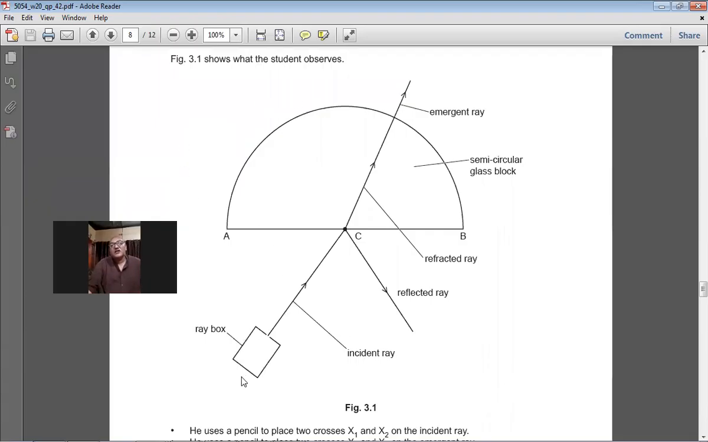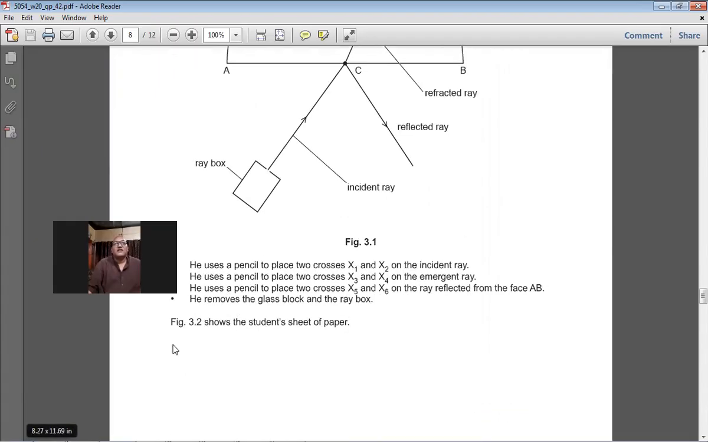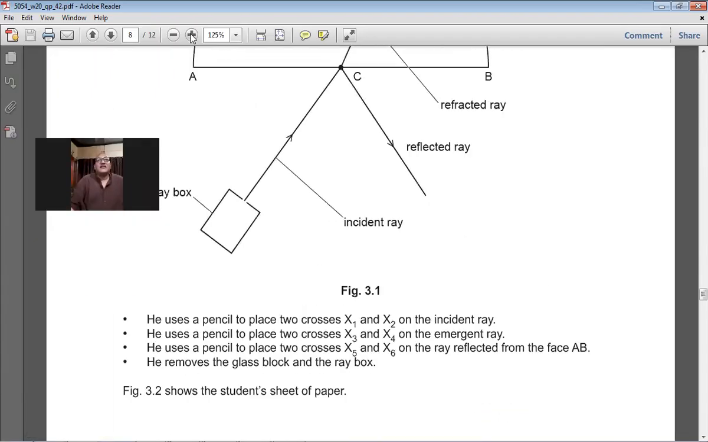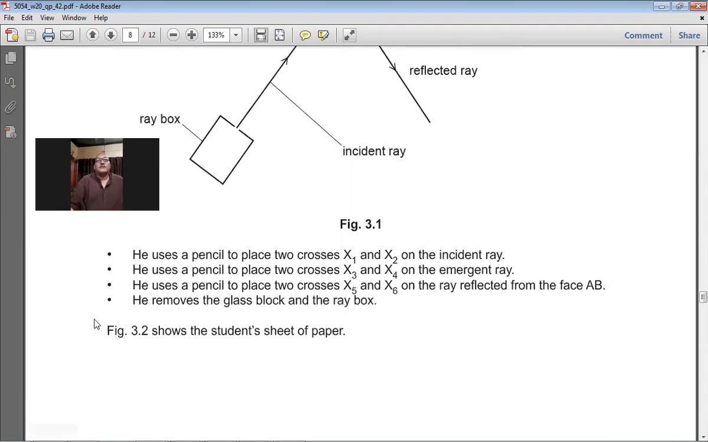So this is the ray box. The light came, and here it has emerged from this semicircular glass block. Then he uses a pencil to place two crosses X1 and X2 on the incident ray. He uses a pencil to place two crosses X3 and X4 on the emergent ray, which came out. That's the emergent ray. He uses a pencil to place two crosses X5 and X6 on the ray reflected from the face AB. He moves the glass block and the ray box.